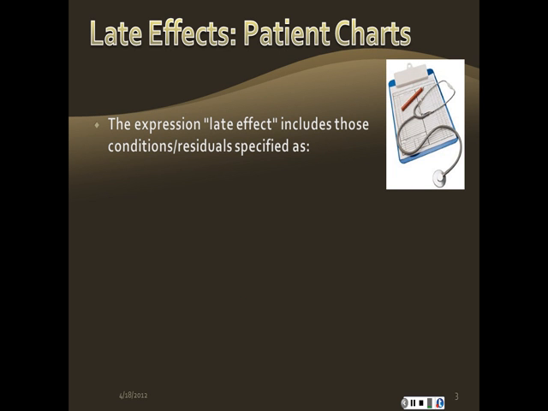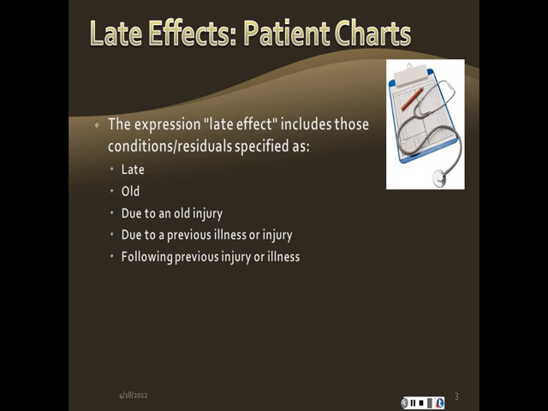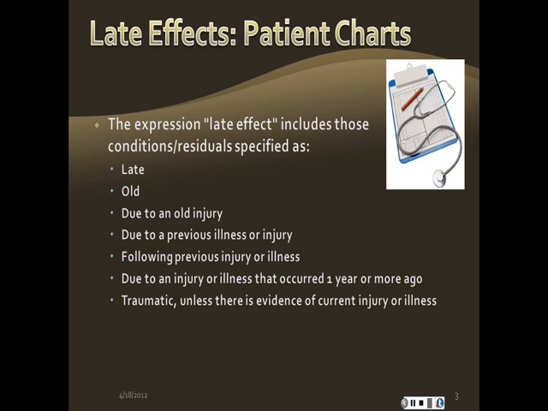Now, late effects and the patient chart. Well, when a condition is a late effect of an injury or illness, it may be written in the diagnostic statement with terms such as late, old, due to an old injury, due to a previous illness or injury, following previous injury or illness, due to an injury or illness that occurred 1 year or more ago, traumatic unless there is evidence of a current injury, and then there is a term status post, abbreviated as S/P. Now, doctors will use this term to refer to an acute traumatic condition, as well as it is used to reference sequela of their cause.